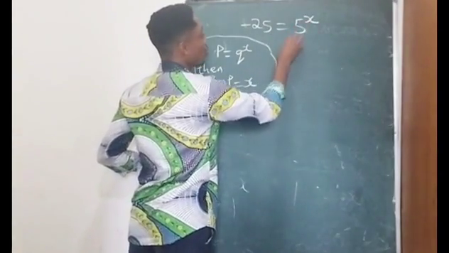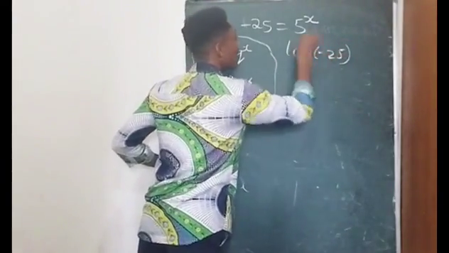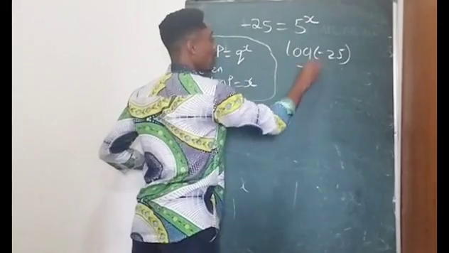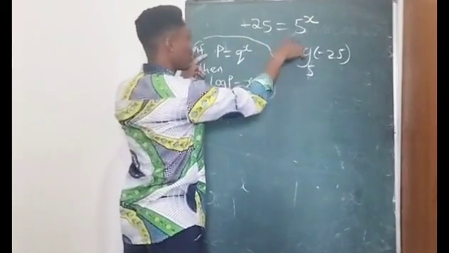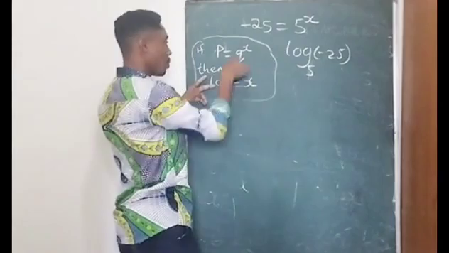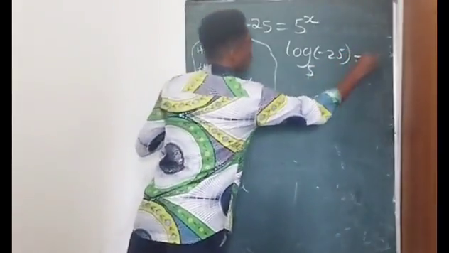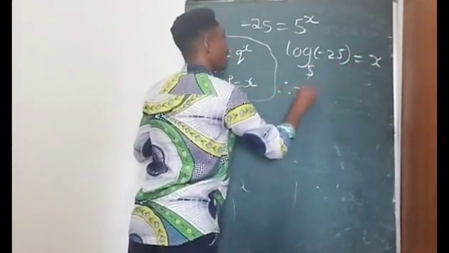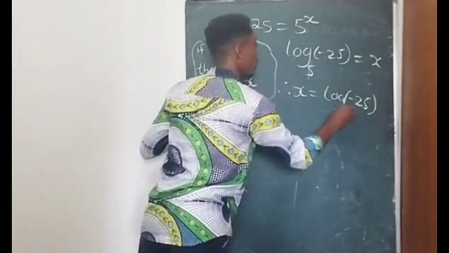If I say log of minus 25 in base 5, compare this. This is my p, this is my q, and this is my x. Log minus 25, my base is 5, that's q, equals x. That means that x is equal to log of minus 25 in base 5.